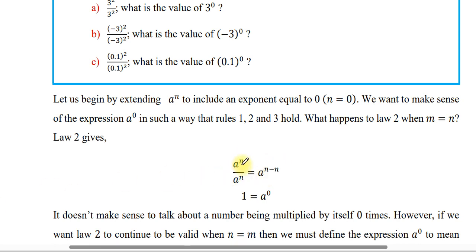ያ ማለት a the power of n over a the power of n ማለት ይጣፋና አንድ ተቀራለች፣ አንድ እኩል ነው። a the power of 0፣ a the power of 0 የመጣው a the power of n minus n 0 ነው፣ a the power of 0። ስለዚህ ይቺ ከማን ጋር እኩል ነች፣ ከዚህ ጋር፣ የኛው አገላለጽ ከዚህ ጋር እኩል ነው። ስለዚህ a the power of 0 ማለት simply 1 ነው ማለት ነው። So any number the power of 0 which is equal to 1.